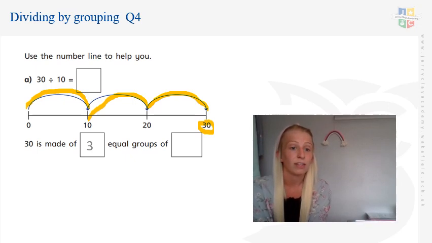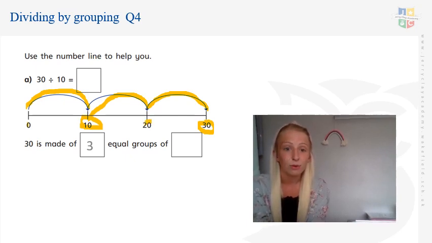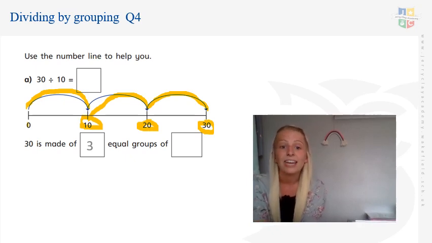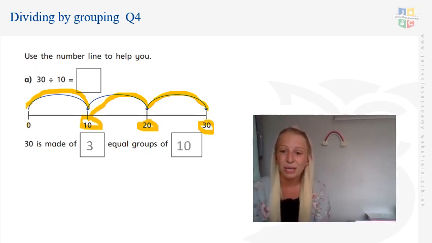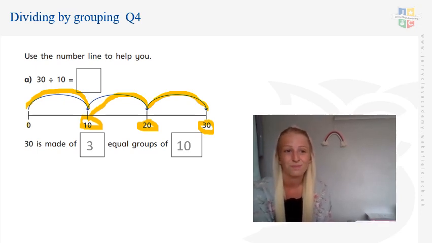Well, this group starts on 0 and goes all the way to number 10, so that is one equal group of 10. This one goes to 20, so that's another equal group of 10. And then all the way to 30, which makes another equal group of 10. So I've got 3 equal groups of 10. Fantastic. See if you can pause the video now and have a go at question 4 all by yourself.